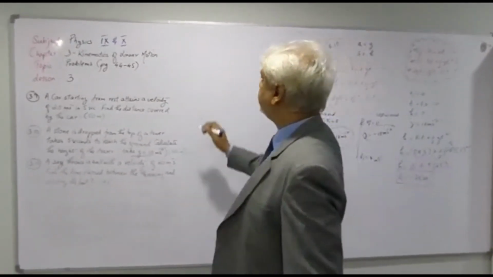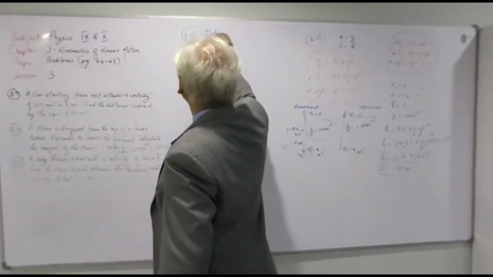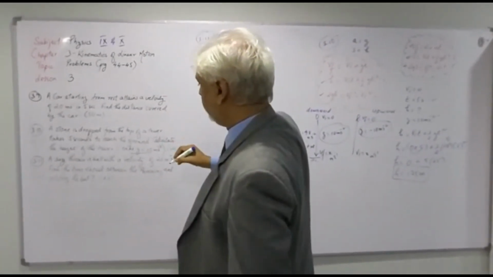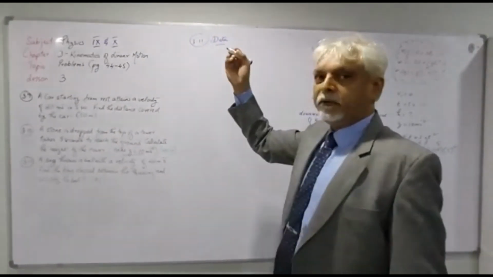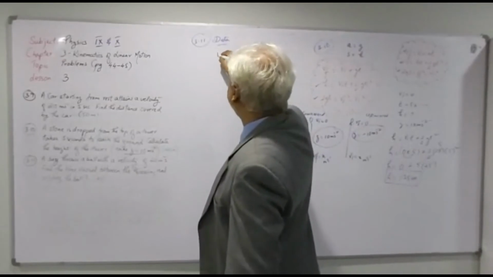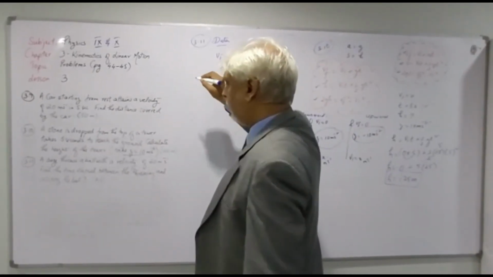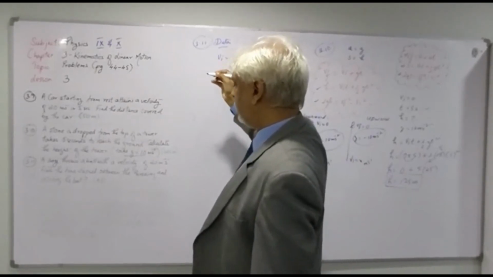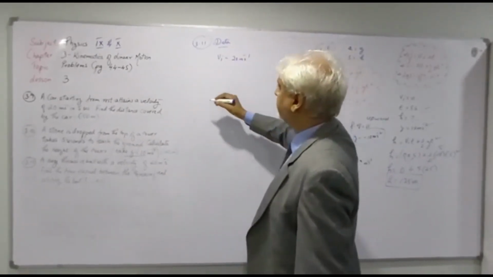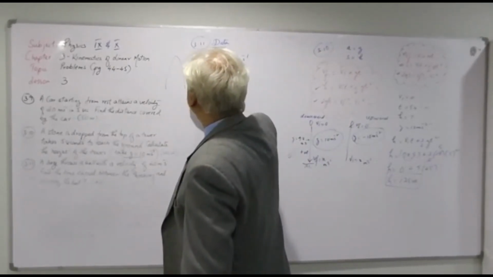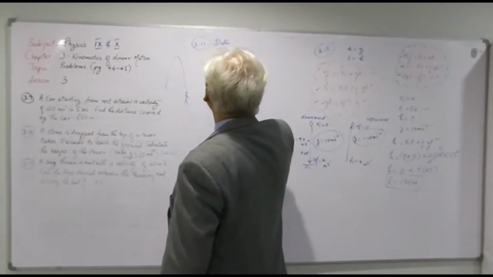So it says here 3.11. Let me write down the data first. A boy throws a ball with a velocity of 20 meters per second. He's throwing it in the upward direction, so the initial velocity would be 20 meters per second. Find the time elapsed between the throwing and catching the ball. Between throwing and catching, going up and then coming back down. So he throws the ball up and then he catches it.